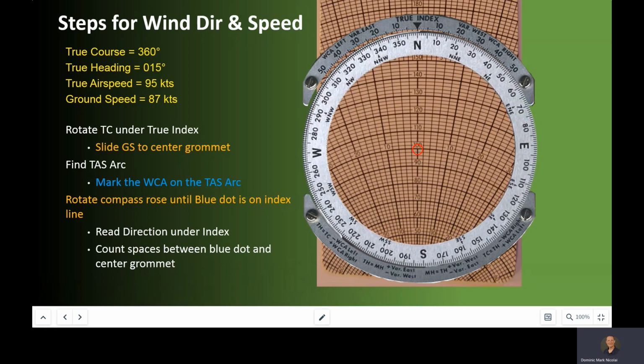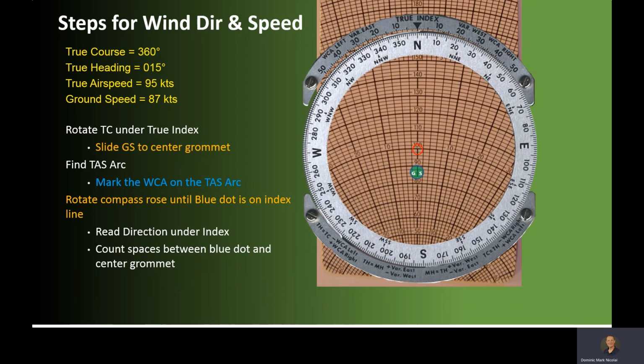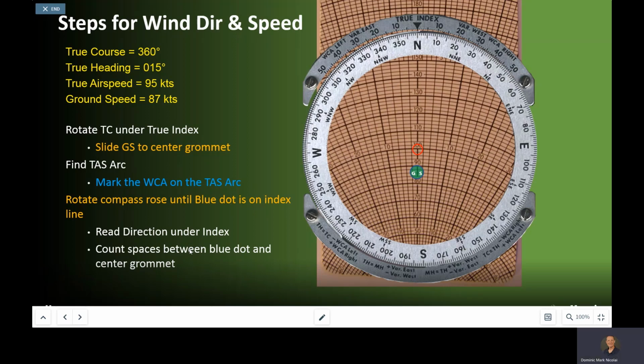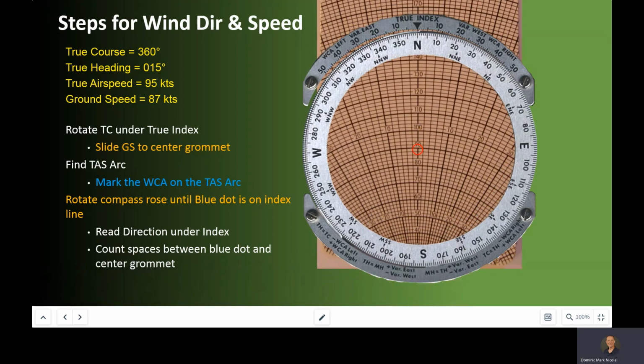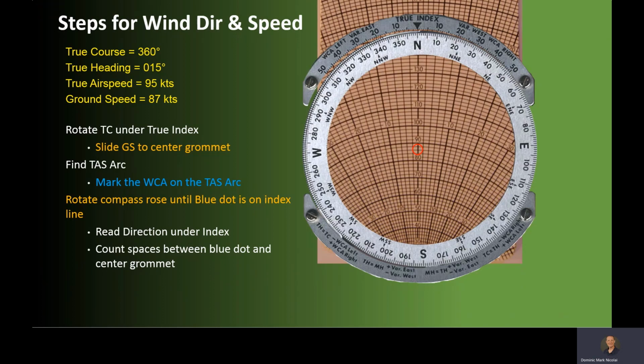Second step is to slide the ground speed to the center grommet, ground speed of 87 knots. We'll find that down there. Center grommet in my picture here is red. I'm going to slide that up. We get 87 under my center grommet.